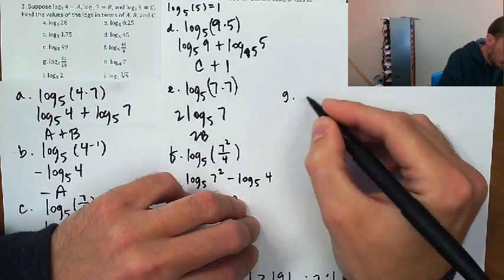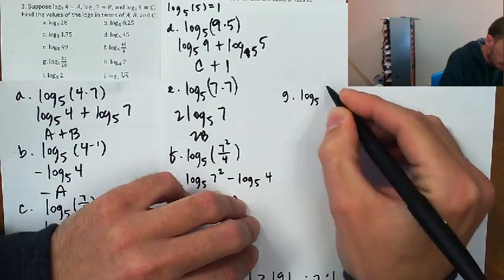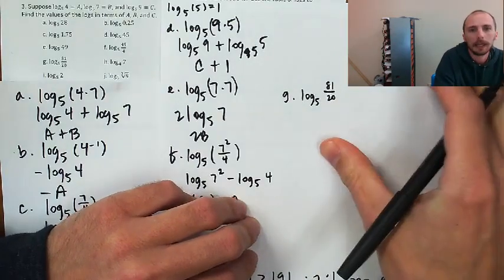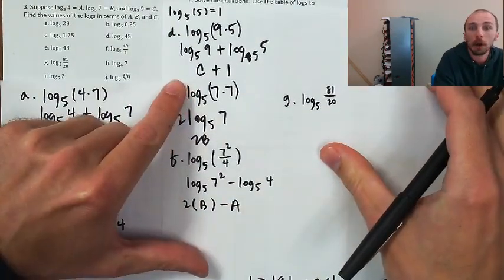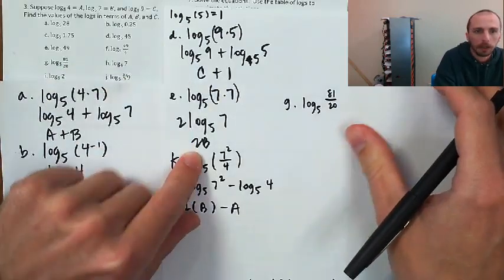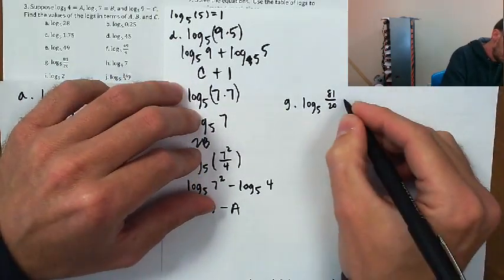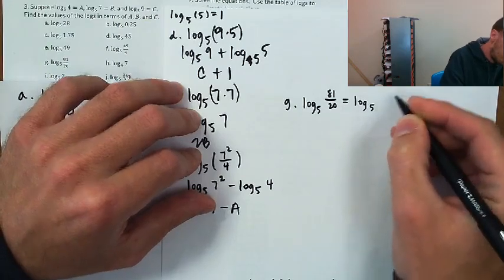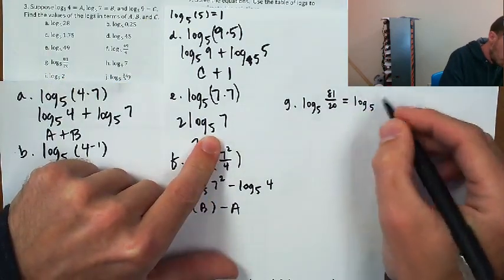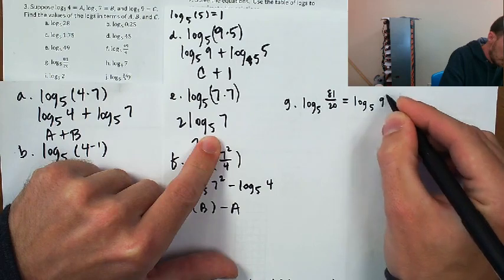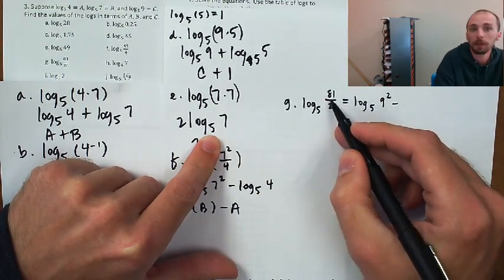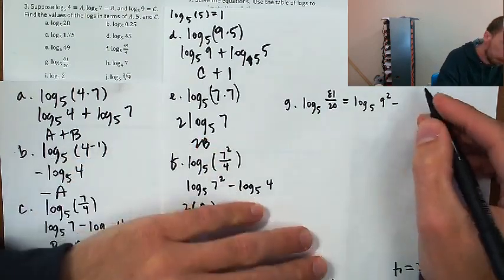Okay, log base 5 of 81 over 20. Now this, I will admit, is a bit beyond what I would ask you to do on the test. But it's still good algebra. So log base 5 of 81 is 9 squared, minus, because I'm splitting it up over this division here.